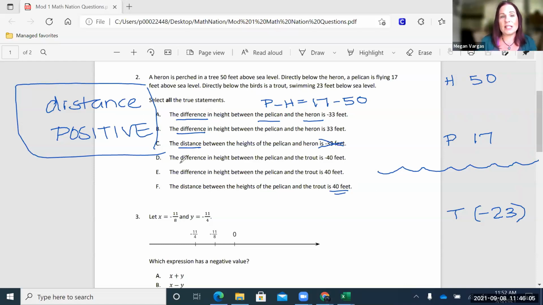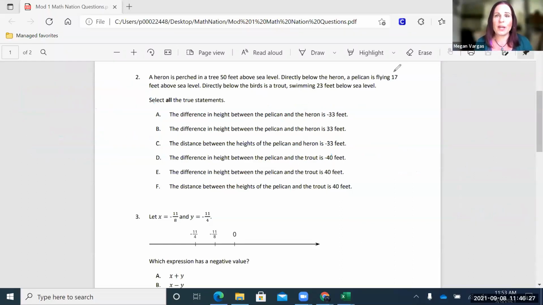When it says the difference with the pelican and the trout, that means that you're doing the pelican minus the trout, right? Which in this case would be 17 minus negative 23, right? Pelican minus the trout. If it says distance, that means take the absolute value. All right, so that's some help with number 2.